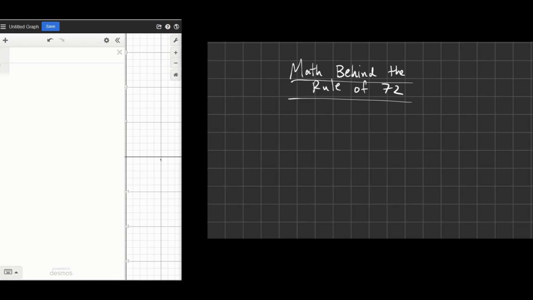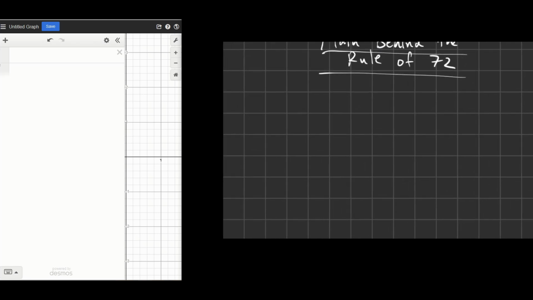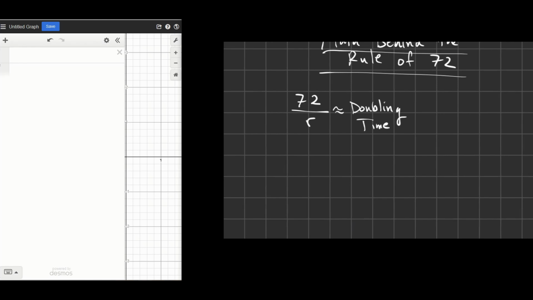What's up, everybody? Today we're going to check out the mathematics behind the rule of 72, which is a rule that's used in personal finance. So first off, if you're not familiar with this rule, it basically says that if you take 72 and divide it by your interest rate or your return rate on an investment, it will give you approximately the doubling time in years. That is the time it'll take your investment to double.